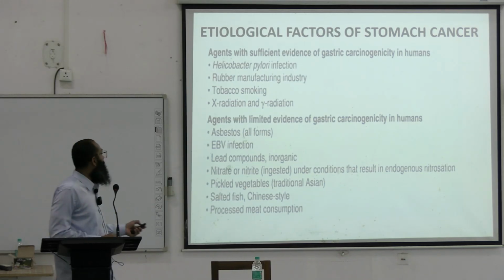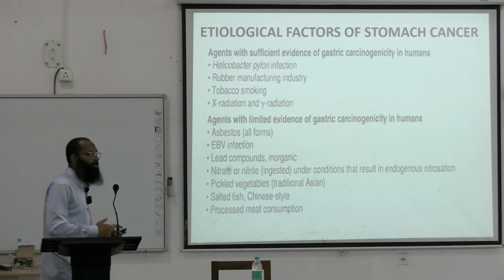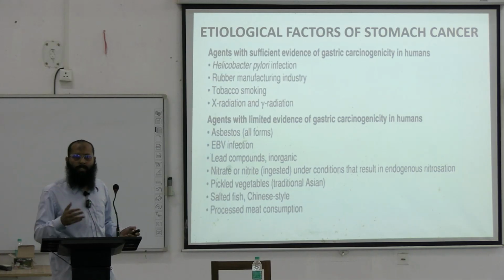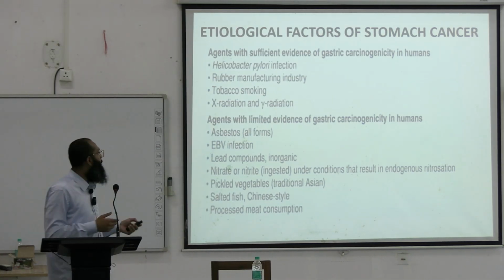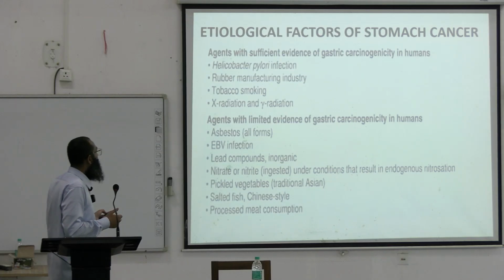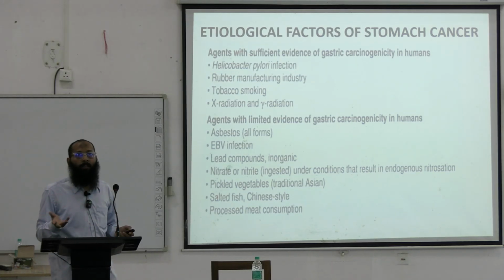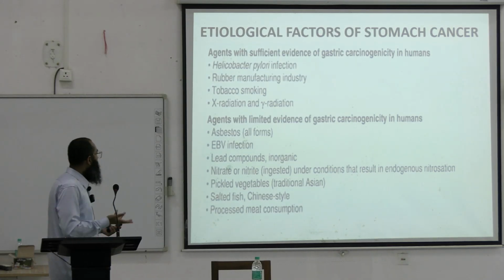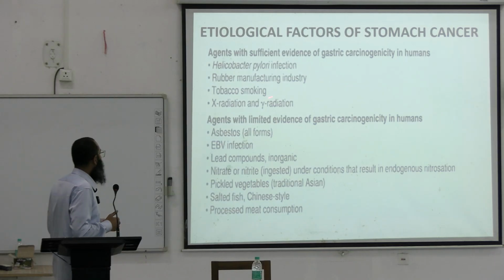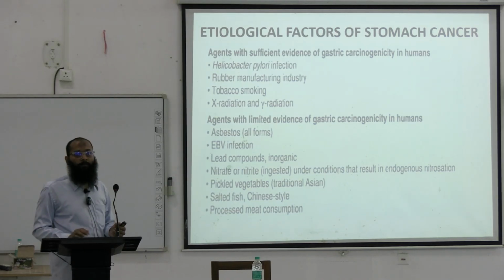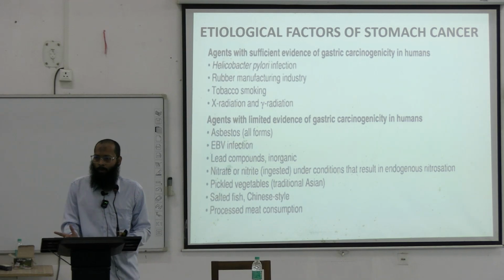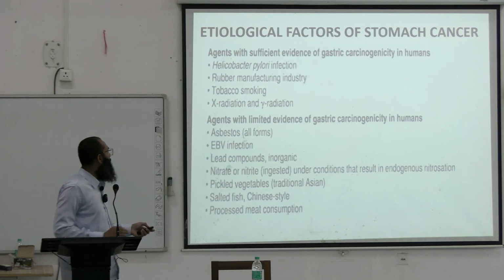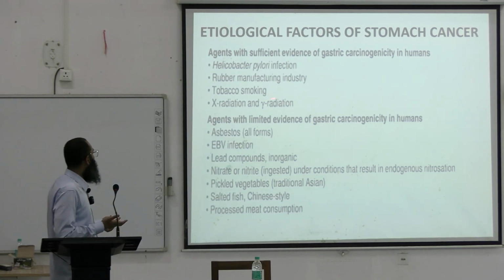Fine. So one etiological agent is H. pylori infection. The second one is the rubber manufacturing industry, which contains many carcinogens. It has been seen that the workers working in that factory develop gastric cancer early. Tobacco smoking, tobacco contains many carcinogens, it is clear to all, okay. So that also causes stomach cancer.